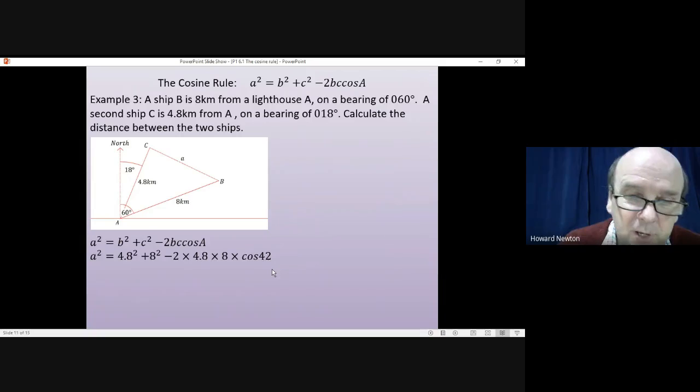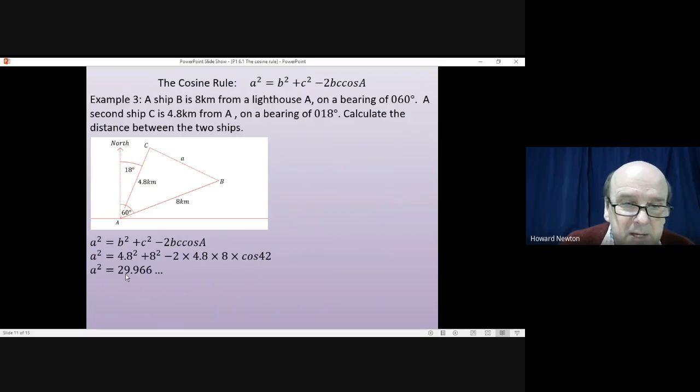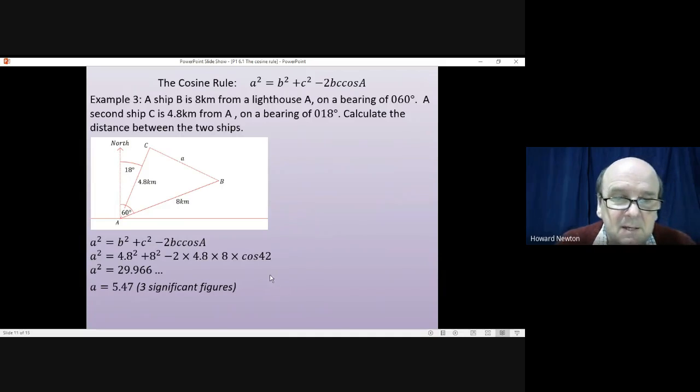From here on, it is just calculator work. That would tidy to give you a squared equals 29.966, and square rooting that gives us a distance of 5.47 kilometers between the 2 ships to 3 significant figures.